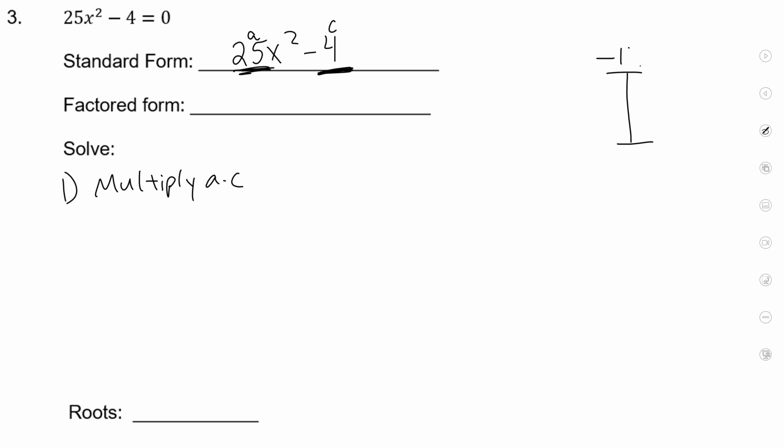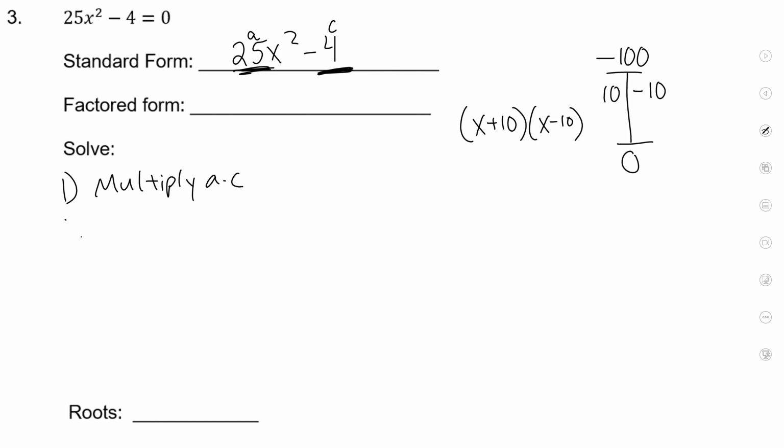Yep, -100. My B value, I don't have a B value. So what do you think we're going to put for B? 0, because there's nothing in the middle. We're missing the middle term. So we need to think of 2 numbers that if you multiply them, they give you 100. 10 and -10. 10 times -10 is -100, but 10 minus 10 is 0. So these are my factors. X plus 10 and X minus 10.